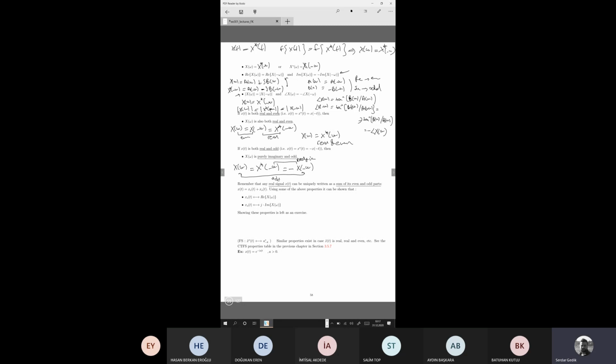Well, you can show it like this. So x of omega is nothing but j a of omega. So x conjugate of omega is minus j a of omega. X conjugate of minus omega is minus j a of minus omega. And these are telling you that if x of t is both real and odd, in this case, x of omega is purely imaginary and it is an odd signal.